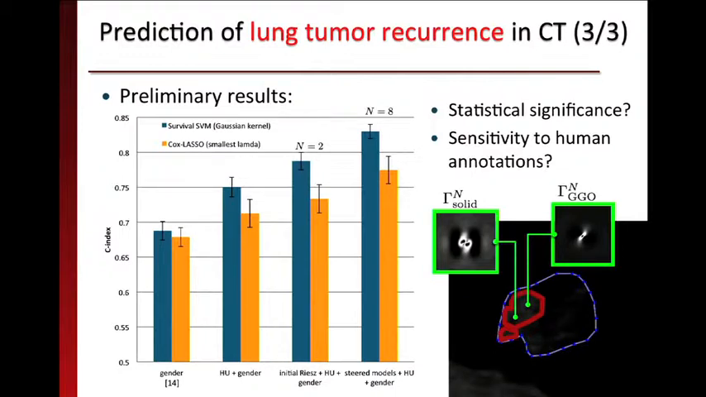Then when we include some intensity features like this, the performance increases a little more. And when we use first texture features, so this is the unaligned Riesz components, we can improve a little more. And when we use the response of the steerable model, so for solid and GGO, and combine it with the two other feature groups, we can obtain with survival SVMs a performance which means that for 4 patients out of 5, we are able to predict the risk of a tumor recurrence within the 7 years.